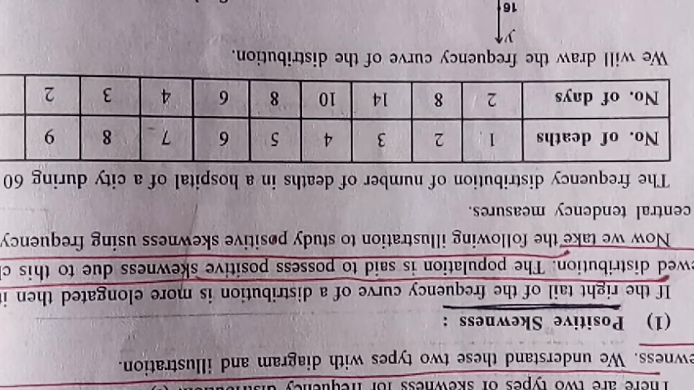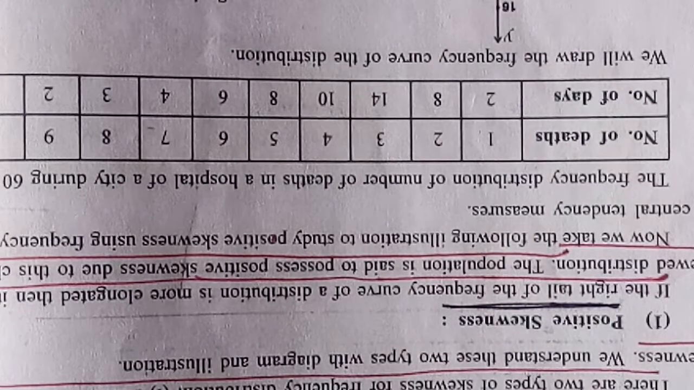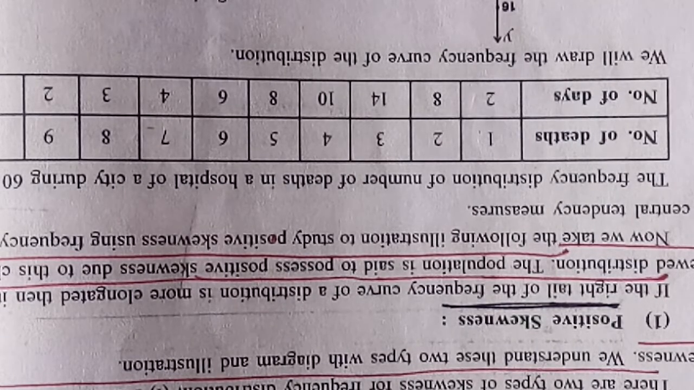Let us see one example of positive skewness. Now, as I told you, what is the characteristic of positive skewness? First is x bar is greater than M is greater than Mo. Second characteristic is Q3 minus M is greater than M minus Q1. And third characteristic is the graph is more elongated on the right side.